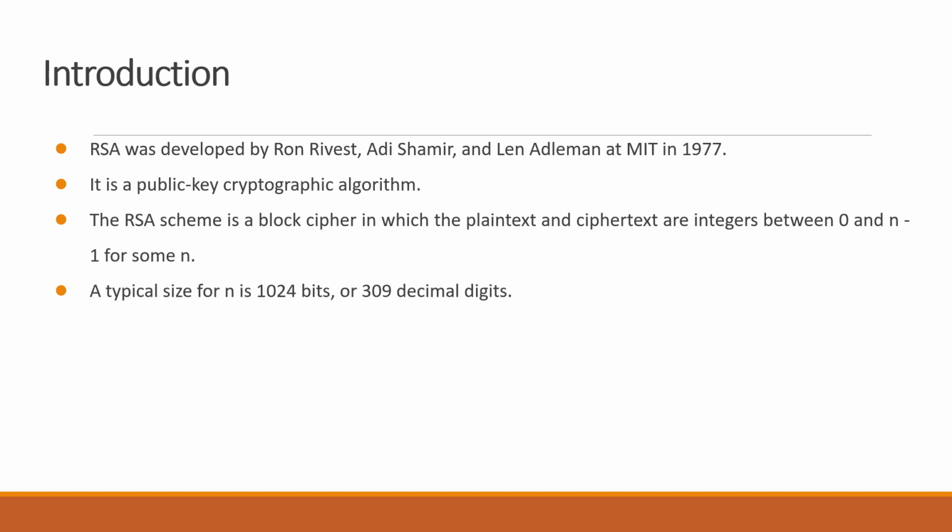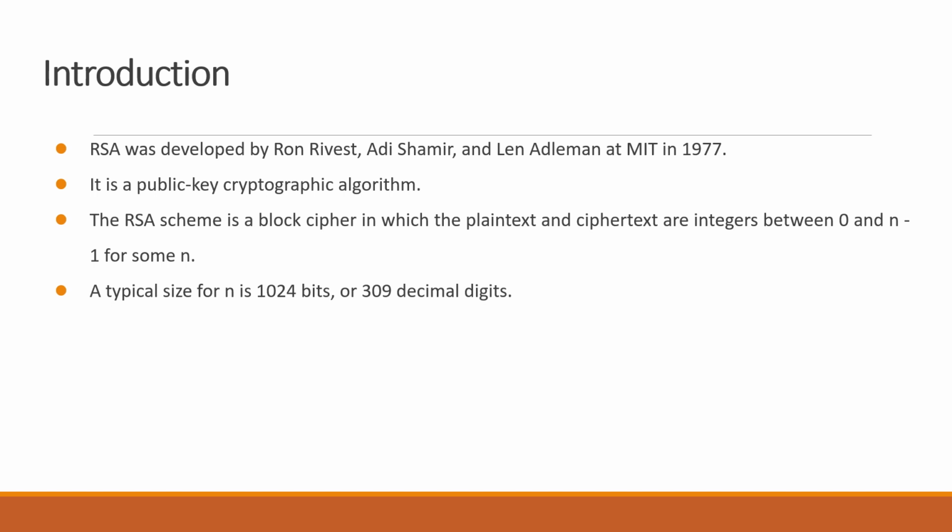As I said, it is a public key cryptographic algorithm, or in other words, we can also say it is an asymmetric key encryption algorithm. This RSA algorithm is a block cipher algorithm in which the plain text and ciphertext are integers between 0 and n minus 1 for some n value, and the typical size of n will be 1024 bits, or 309 decimal digits.